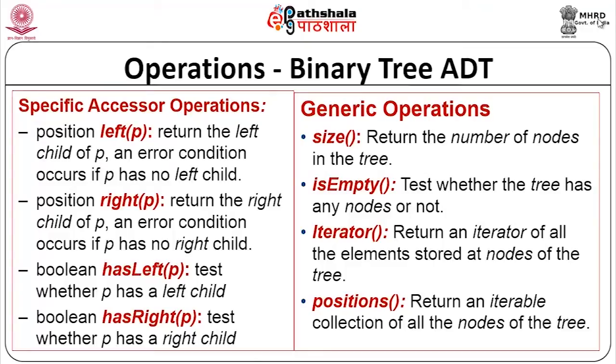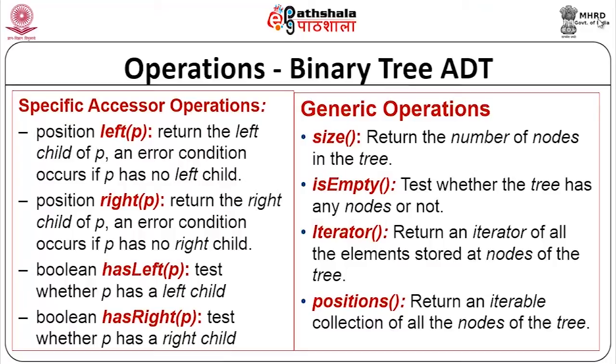So, these are accessor operations: gives the left child of a node, right child of a node, checks whether a node has a left child, has a right child. We do not have to use all the operations, it is just that we are giving a generic set of operations. Then you have generic operations.